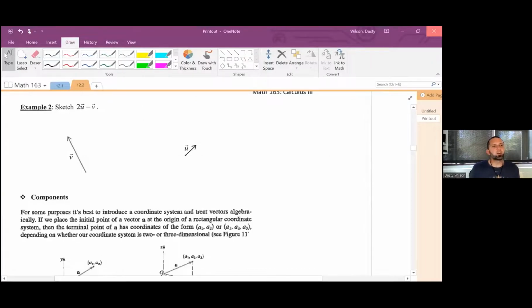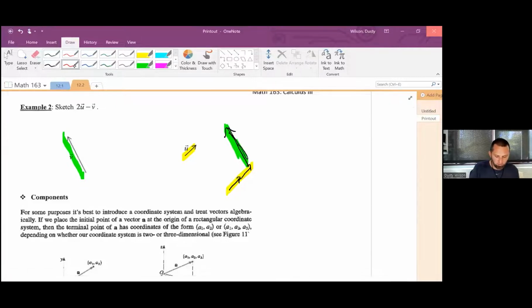So if we want to sketch 2u minus v, and we're given this u and this v, then you could imagine starting by drawing two little u's together, 1, 2u. So here's your 2u. And then tag on a v parallel to the original v. Maybe it looks like something like that.